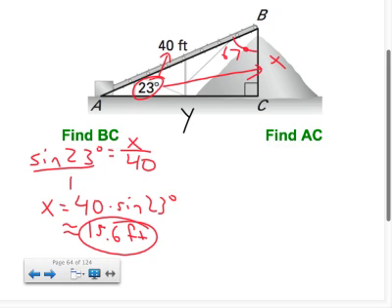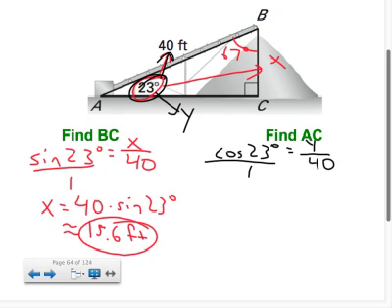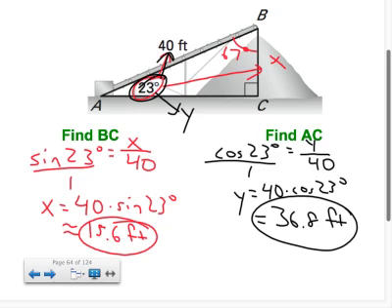For Y, again, let's use the 23. So Y is the adjacent side, and I know the hypotenuse. Adjacent and hypotenuse tells you to use the cosine. So cosine 23 equals adjacent over hypotenuse. Again, put it over 1 and cross multiply. Y equals 40 times cosine 23. And finally, 40 times cos 23 equals 36.8 feet. Okay, and so we've solved it. We know every missing piece now in that triangle.